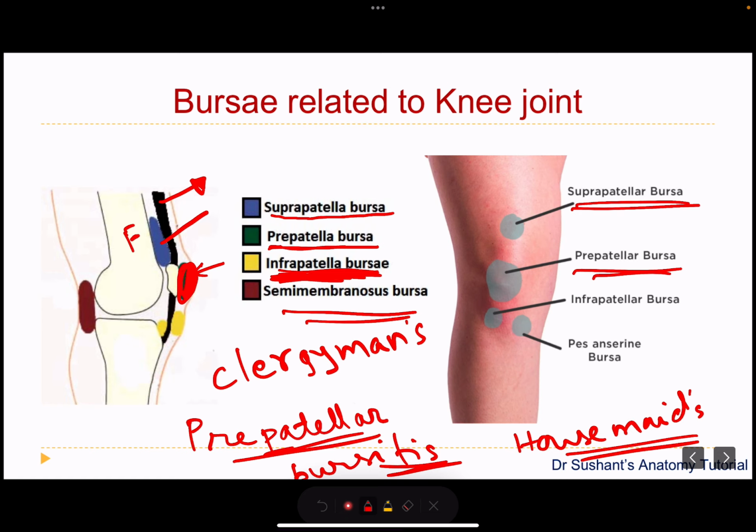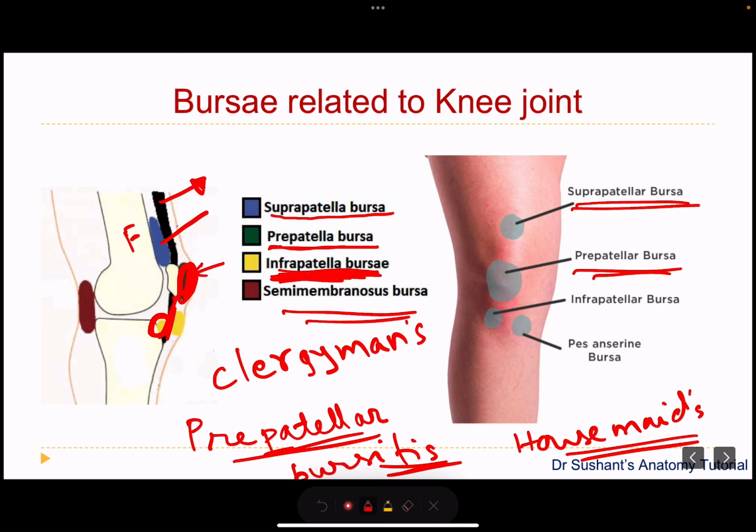So what are the other bursae in relation to the knee joint? We have the deep infrapatellar bursa. This yellow colored structure is the deep infrapatellar bursa. It is deep and inferior to the patella. So the deep infrapatellar bursa lies behind the patellar ligament.